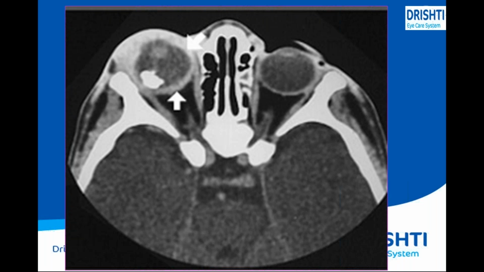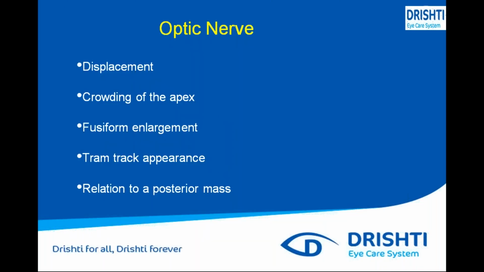Now coming towards the optic nerve. In the optic nerve, what things can you see? The displacement, the crowding of the apex, the fusiform enlargement, the tram-track appearance, and the relation to the posterior mass. Coming to the first one, displacement.